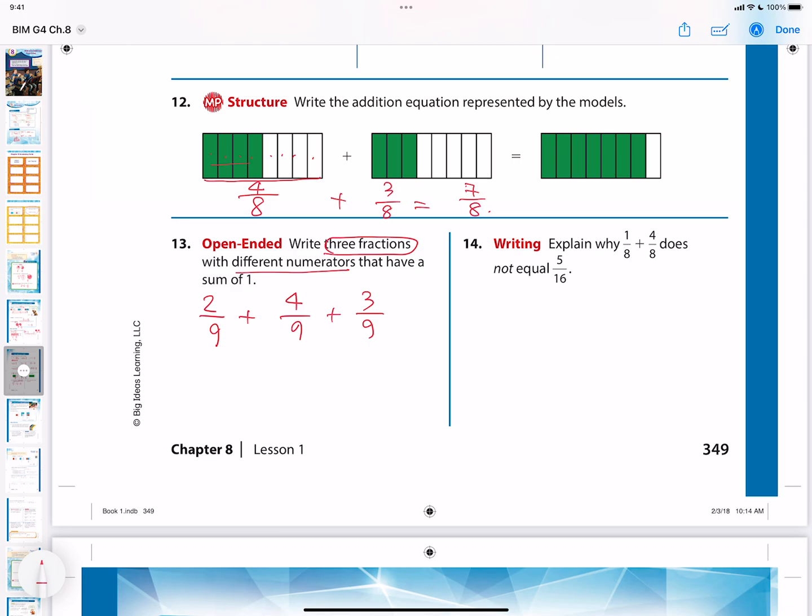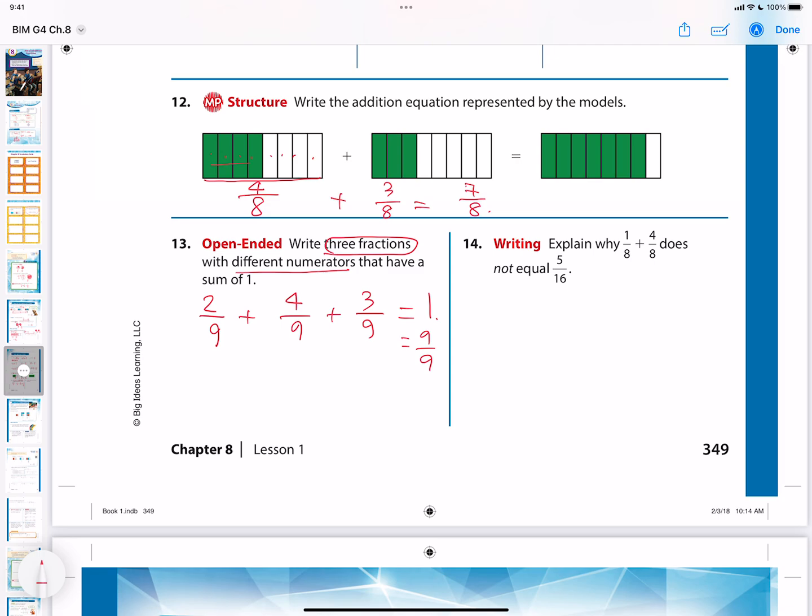9. I mean, 3 plus 4 plus 2 is 9. So that's 1 whole, which means same as what? 9 slices out of 9. You are taking 1 whole pie. All right, writing. Explain why 1 over 8 plus 4 over 8 does not equal 5 over 16.